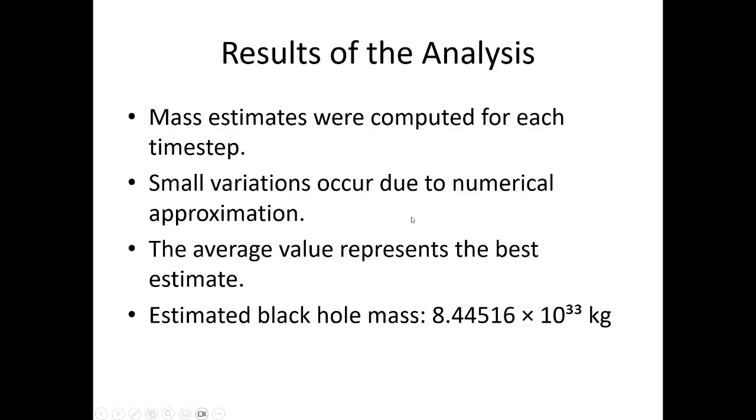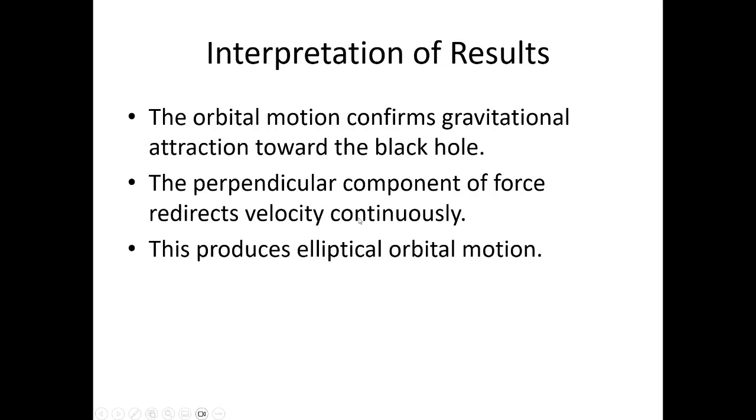These results are consistent with the physics of orbital motion. The star remains in orbit because the gravitational force from the black hole continuously redirects its velocity. The perpendicular component of the force changes the direction of the star's motion while its velocity carries it forward, and this combination produces an elliptical orbital path around the black hole.